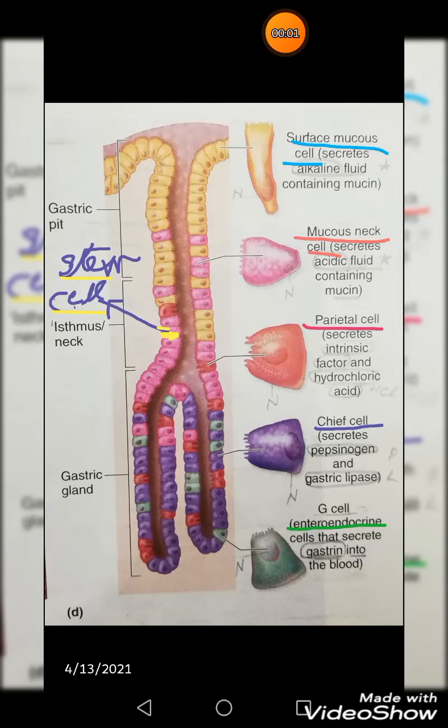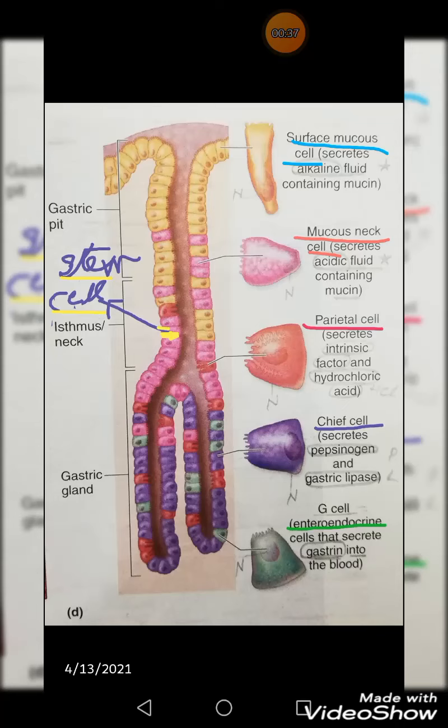We are looking again at the structure of the gland, showing its pit, the neck and isthmus, and the basal region of the gland. Now we have to concentrate on its cellular detail. The top cells, the surface cells, you can visualize these are surface mucus cells, and we already discussed that they contain alkaline fluid inside their mucus. Now we have to discuss the rest of the cellular detail of the gland. At the top you can see the mucous neck cells.